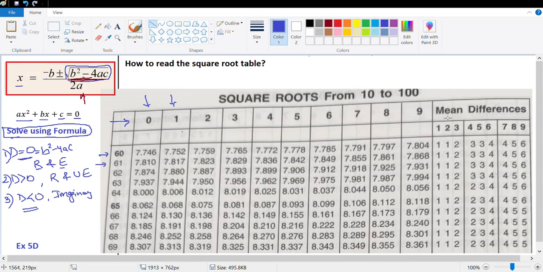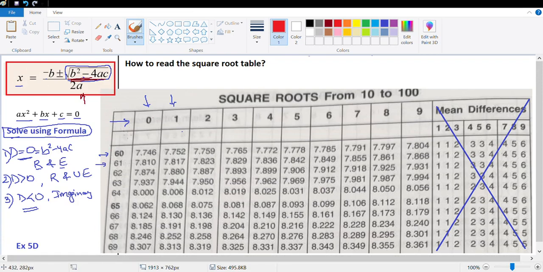So for this exercise we don't need the concept of mean difference, so I will not be sharing what to do with the mean difference in this video. We can look at mean difference in another video. For the sake of this exercise, we will need only the first part of the table, which is from 0 to 9 and all these numbers. I've just taken up some part of this.